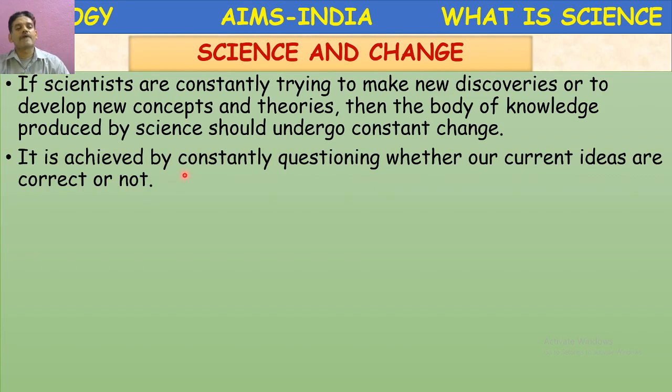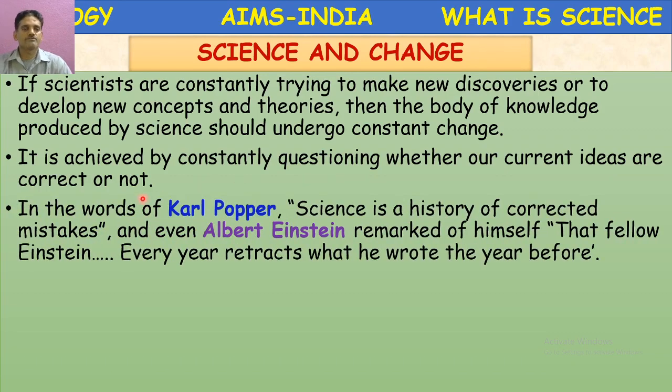It is achieved by constantly questioning whether our current ideas are correct or not. So every time questions will arise, and searching for answers to those questions leads to new inventions and discoveries. In the words of a great scientist, Karl Popper, science is a history of corrected mistakes. The quotation given by Karl Popper: science is a history of corrected mistakes.